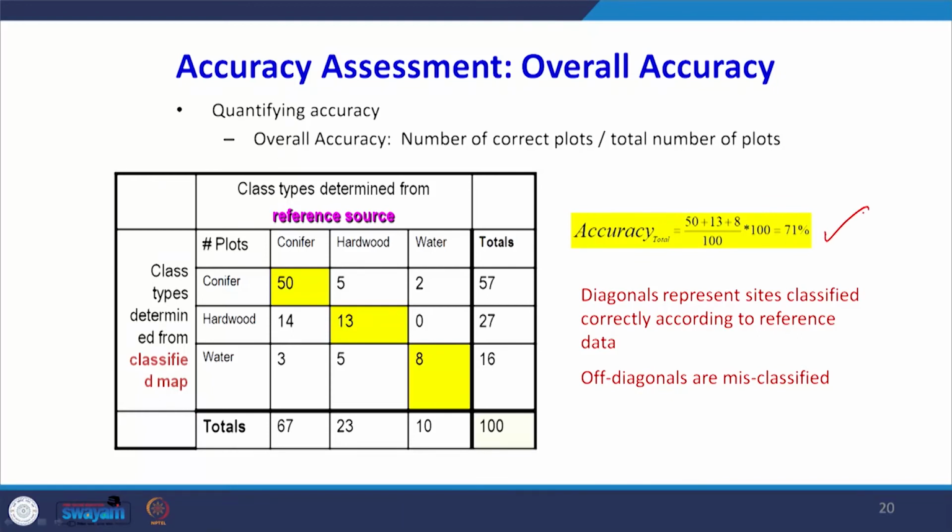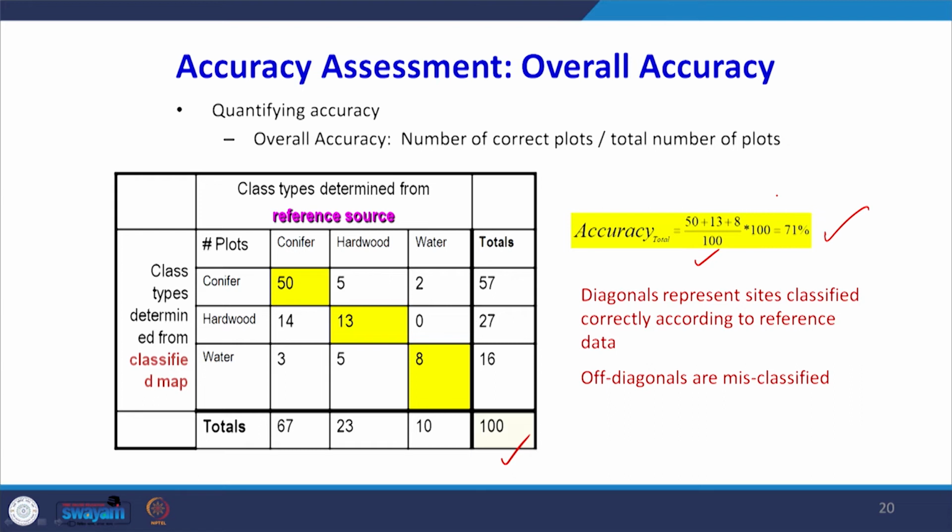So, now you see this particular slide is showing you how you calculate the overall accuracy. If you take the diagonal pixels here, diagonal pixels are those pixels which are found on the ground also, and they are in the reference system also. So, we are taking those diagonal pixels because they are correctly identified at both places. So, 50 plus 13 plus 8, and the total number is 100. So, divide by 100 and we have to calculate the percentage, so I am multiplying by 100. So, we are getting 71% accuracy.